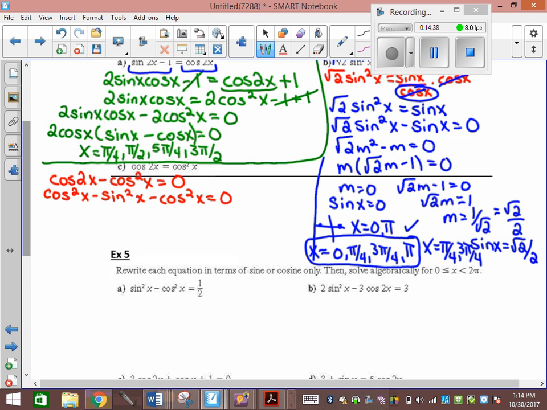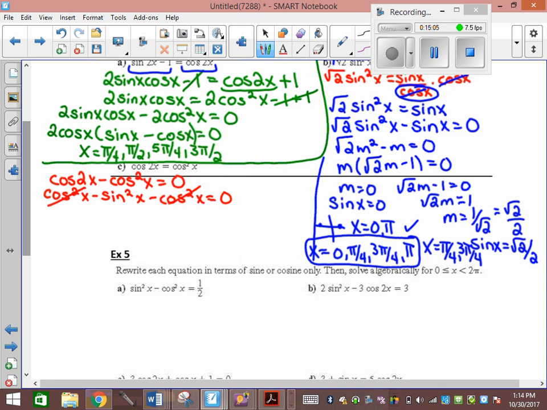The cos squared x's would cancel, and I'd be left with negative sine squared x, which would be good. If I did the 2 cos squared x minus 1 formula, you could still do it that way and you get the same answer. Either of them would actually work in this case. Not always is it good that both work, but this case they do. So the cos squared x and the cos squared x cancel.